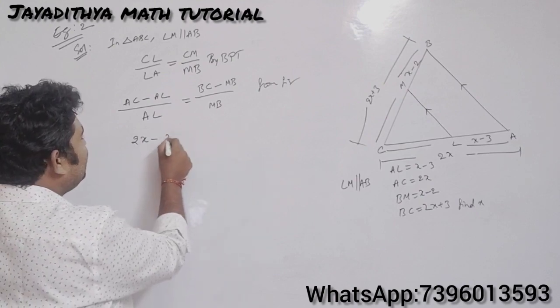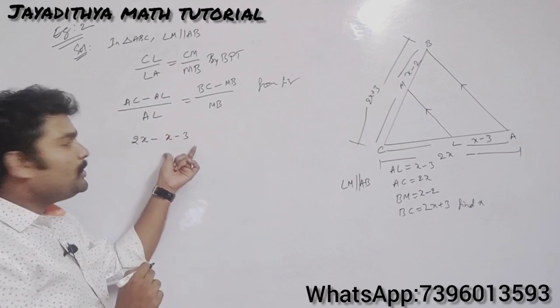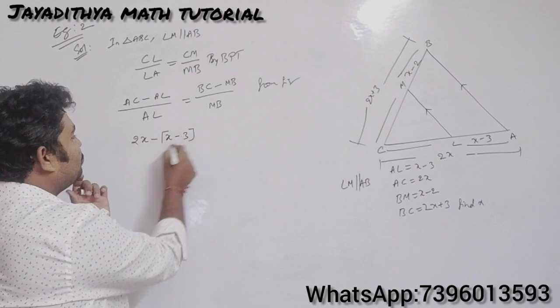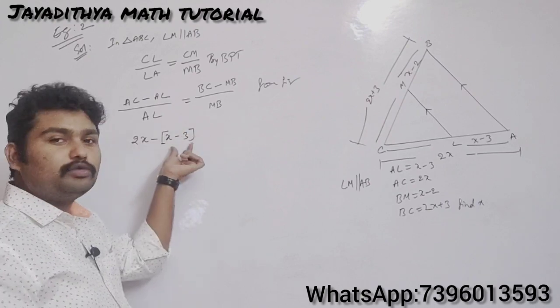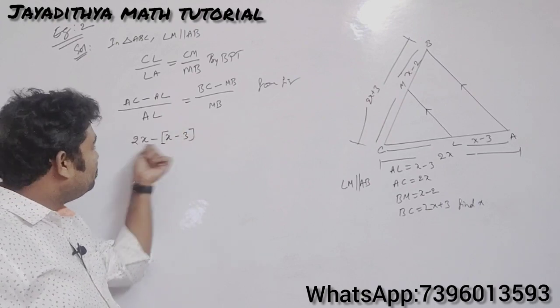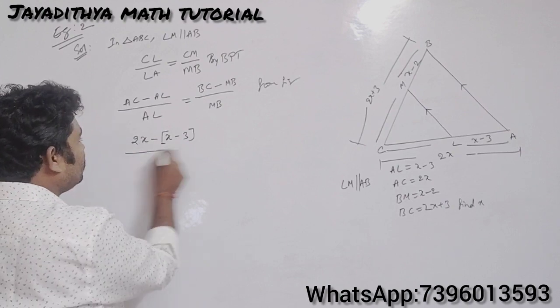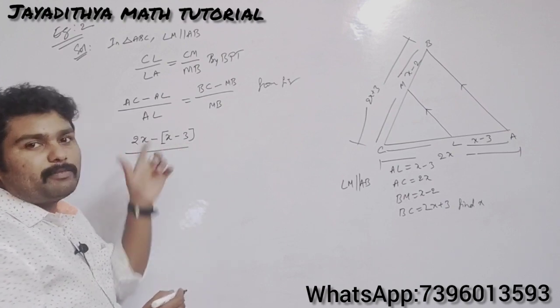And what is AL here? X minus 3. If you write like this, your problem will be gone. So put a bracket for AL here. When you have two terms, better you put a bracket, mainly when you have a subtraction symbol here. So this is a small mistake you will be making, and your marks will be gone.